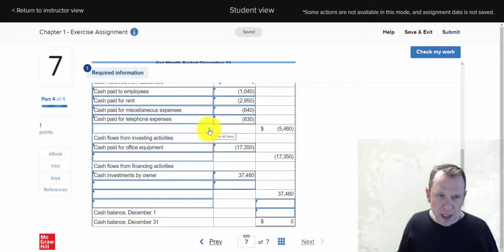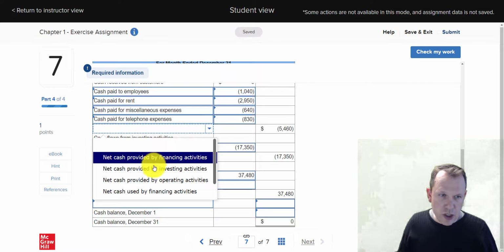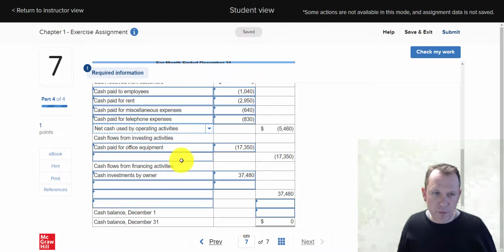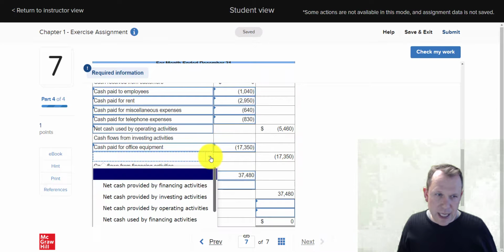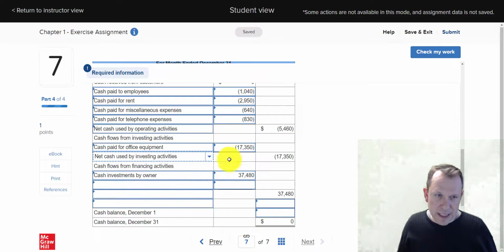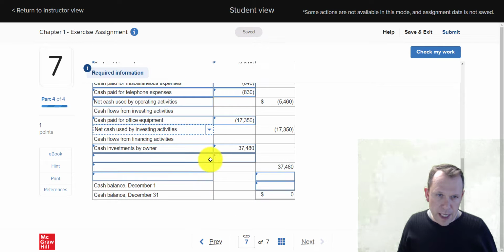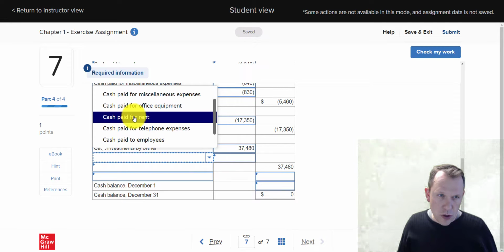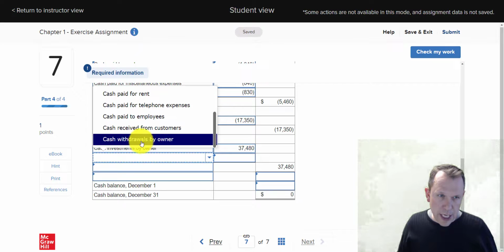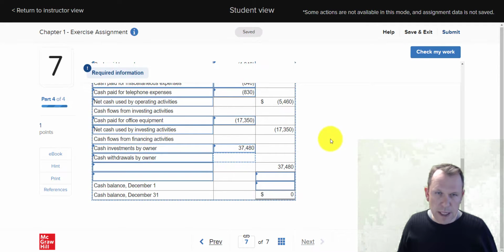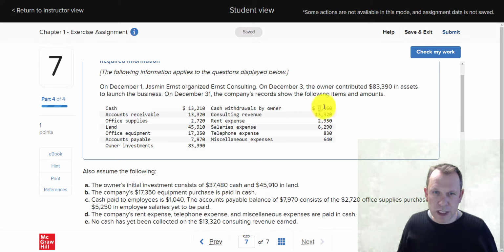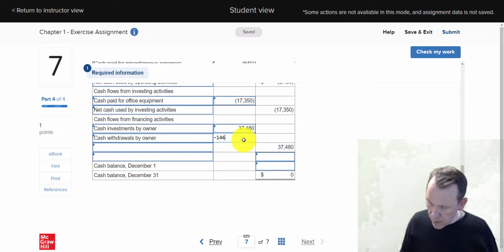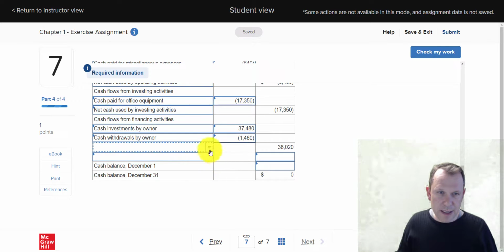So this is one thing here. So net cash used by operating, right? It's negative, so we're using cash. It's outflow. Our investing, again, it's going to be used by investing. And then the last one here, we've got one other thing to stick in here. Cash withdrawals by owner, right? So that's up here at the very top, 1460. That'll be cash withdrawals by owner. That'll be a negative number. Okay, there we go. I think that does it for us.